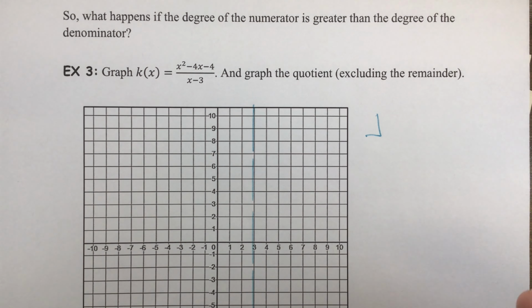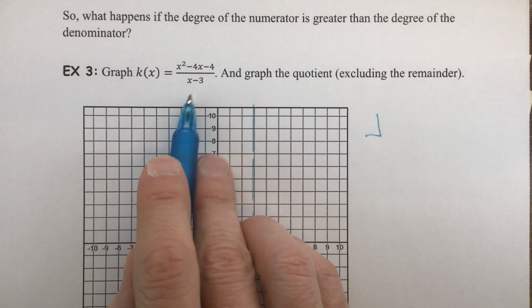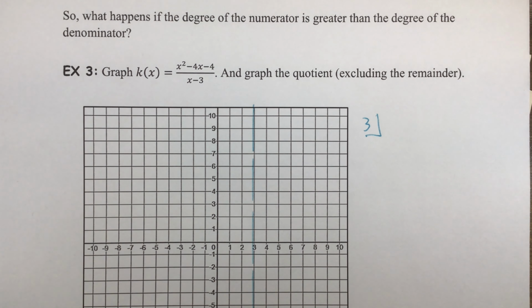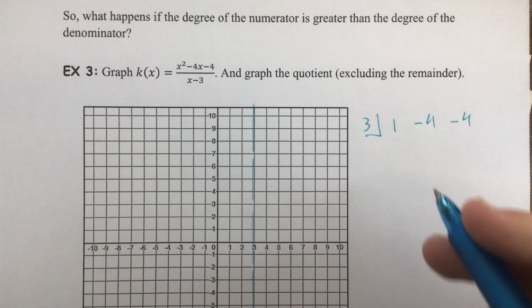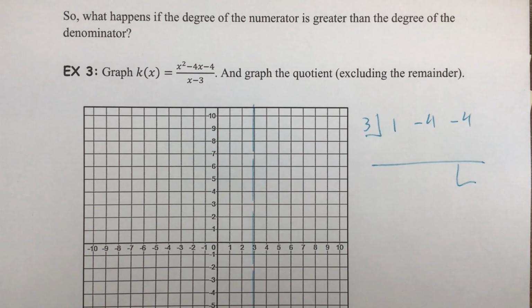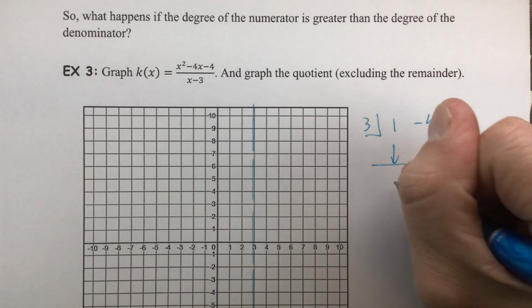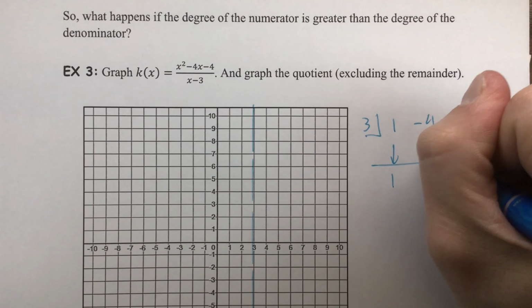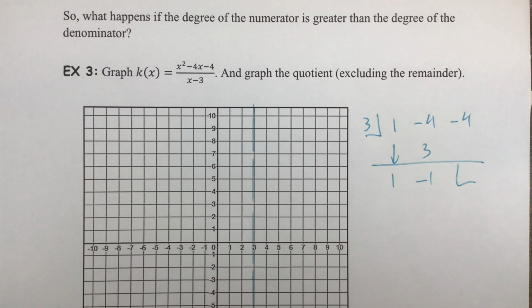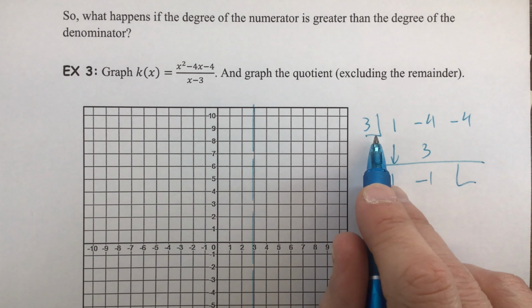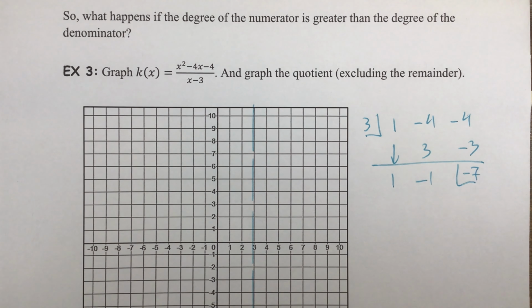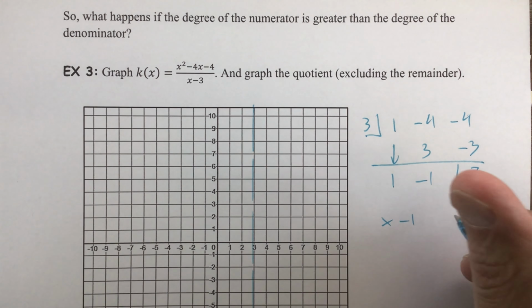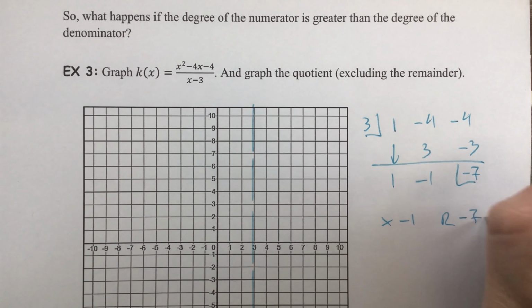We've got the box. If we're going to divide by x minus 3, we're going to put a 3 in the box. The coefficients of the numerator go here. And we start the process. We're going to drop the 1. 1 times 3 is 3. These together will give you -1. Multiply by 3, you get -3. Together, we get -7. Okay, so what does that represent? It represents x minus 1 with a remainder of -7.